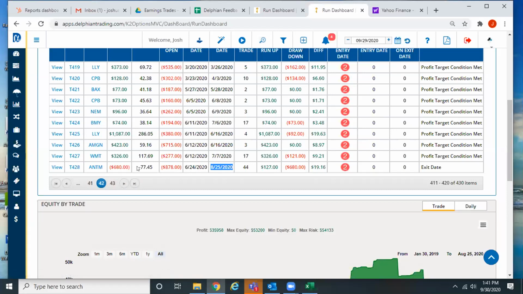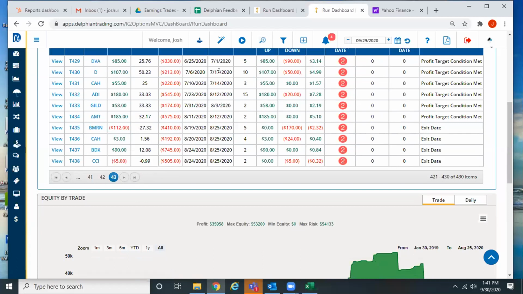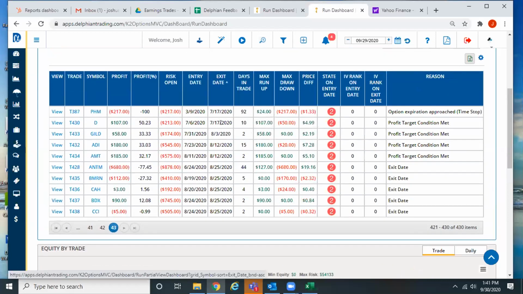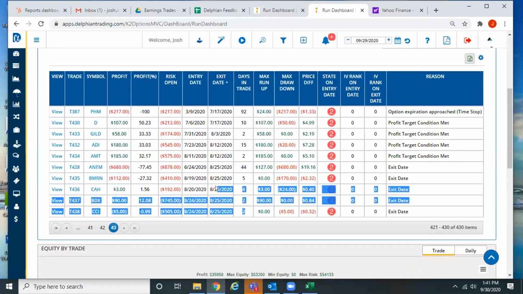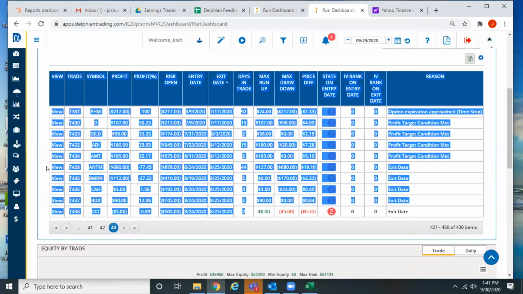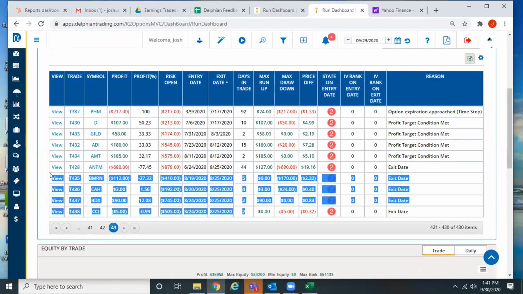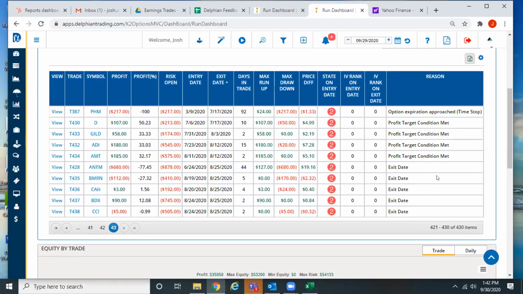So when I sort this, these are basically all the active ones, anything with a 25th. So those are all still active, and you can see over here exit date. This one just started, BDX. But anything else before that 25th has either expired or hit the profit target.